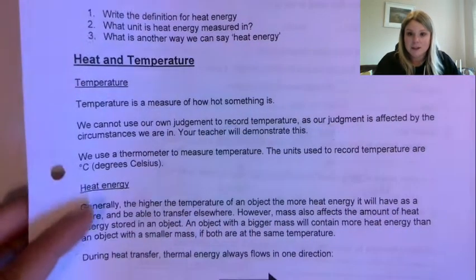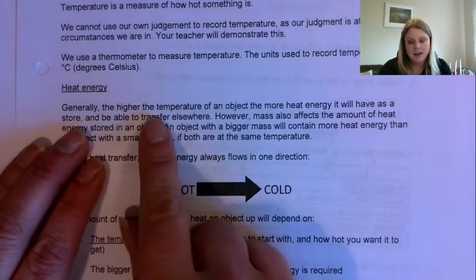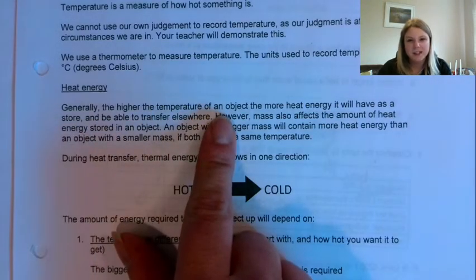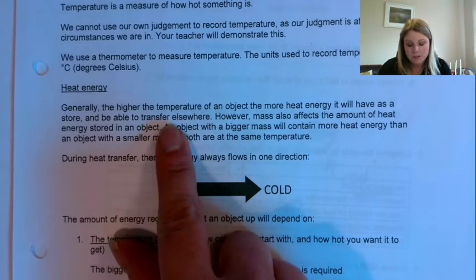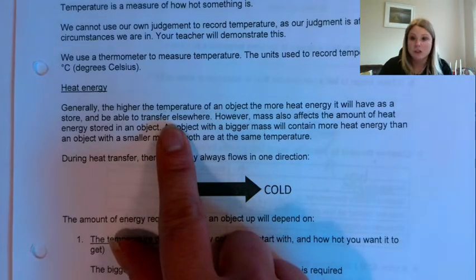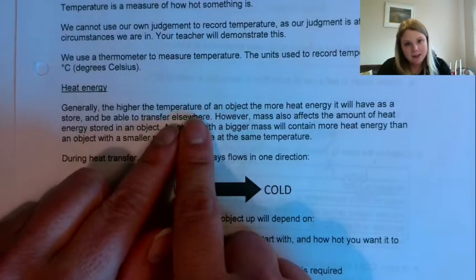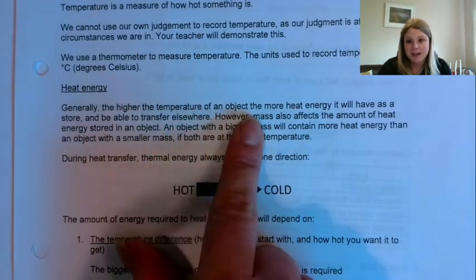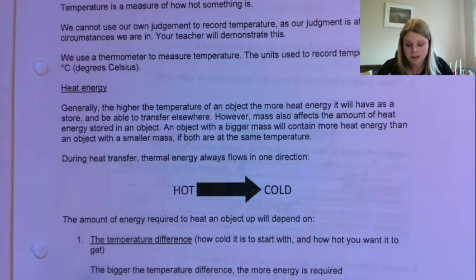Okay, next little bit then is heat energy. Generally, the higher the temperature of an object, the more heat energy it will have as a store, and the more heat energy it'll be able to transfer elsewhere. However, that is also going to be affected by the mass of the material. So again, I'll maybe show you a wee diagram to demonstrate what I'm talking about here.